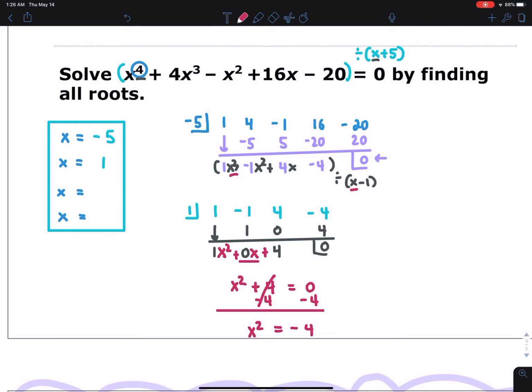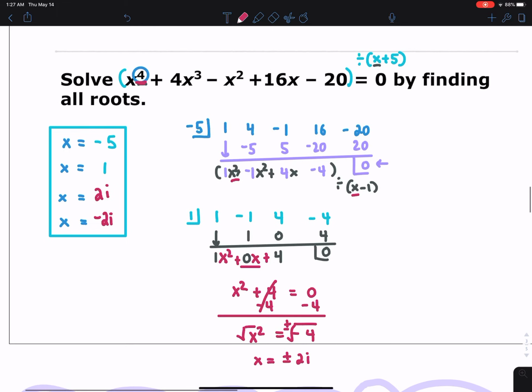So x squared equals negative 4. Square root both sides, and that means that x is going to be plus or minus 2i. So our third root and fourth root in some order are positive 2i and negative 2i. Our degree of our polynomial is 4, and we have 4 roots. So we know we're done with our equation.